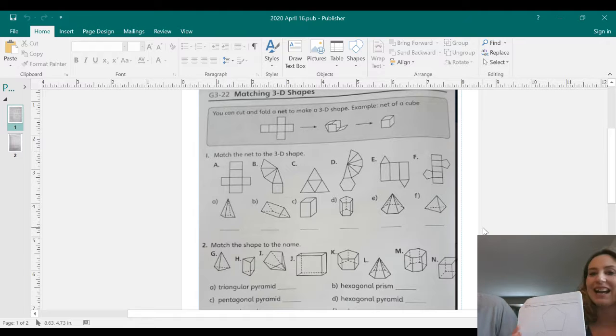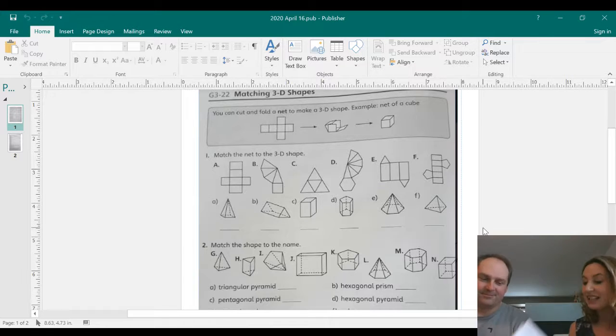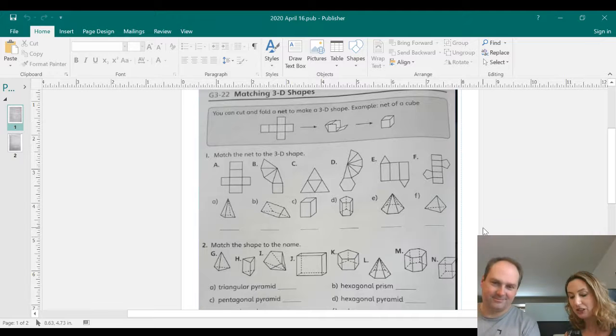Yeah. And if you look at the way you would have to fold this up, you know that right here is going to be your vertex, or one of your vertices. That would be a pentagonal pyramid. Perfect. That's exactly it. Okay, so that was the first question. Let's see if we can do another one.